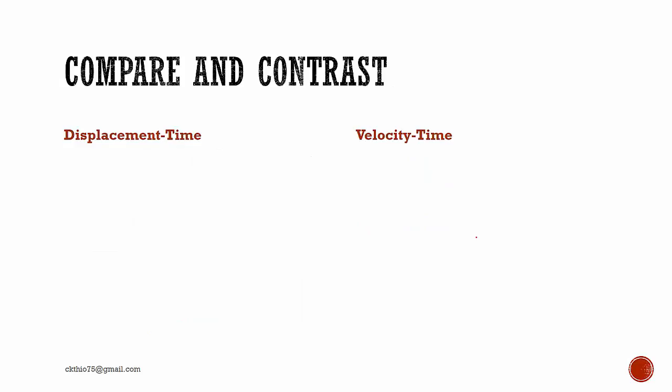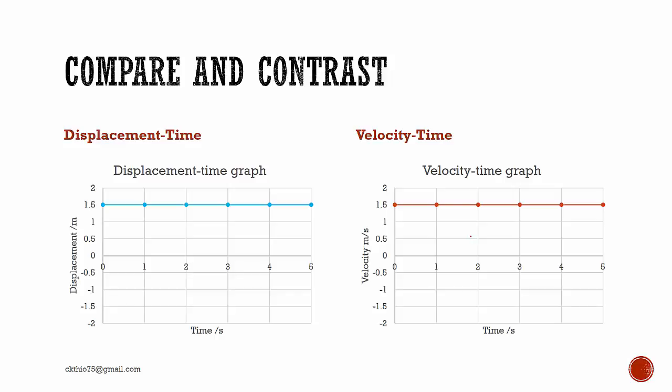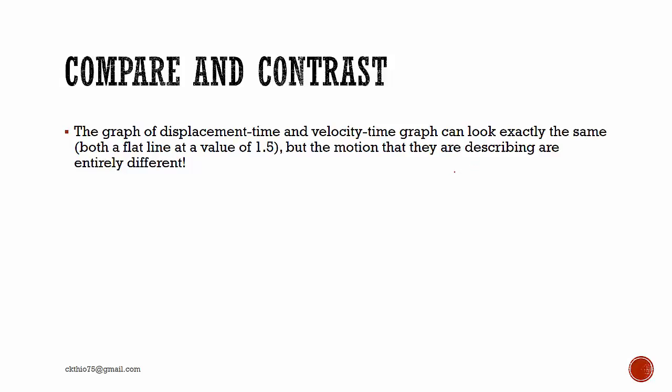Obviously, uniform velocity is actually quite simple, but I want you to do a compare and contrast with the displacement time graph. So you have these two graphs. One is a displacement time graph. One is a velocity time graph. Both look exactly the same, but you find that the movement as described by these two graphs is actually very different. They both look like a flat line of value 1.5, but what they are describing is entirely different.